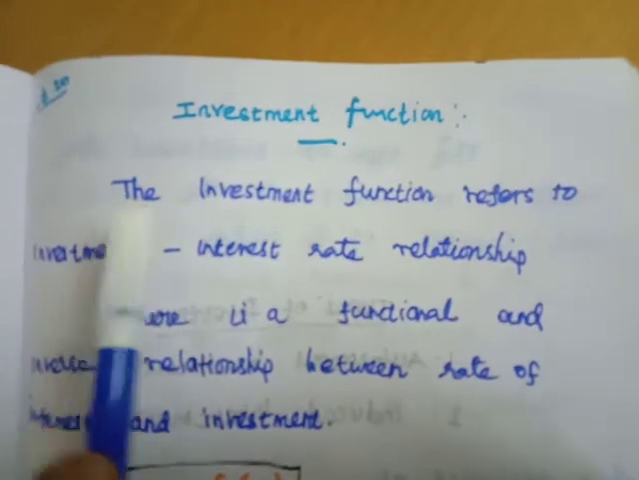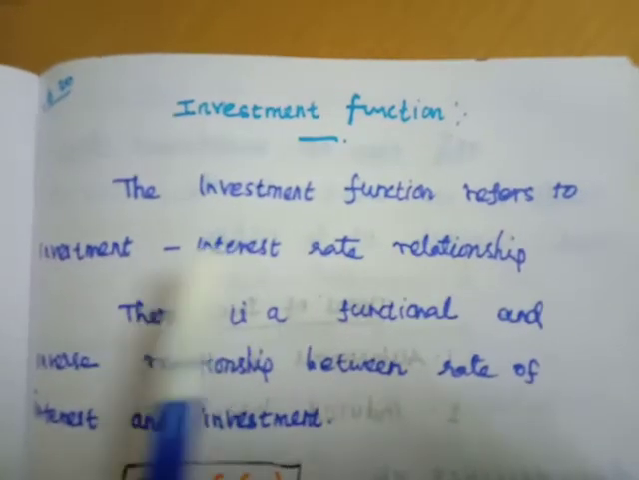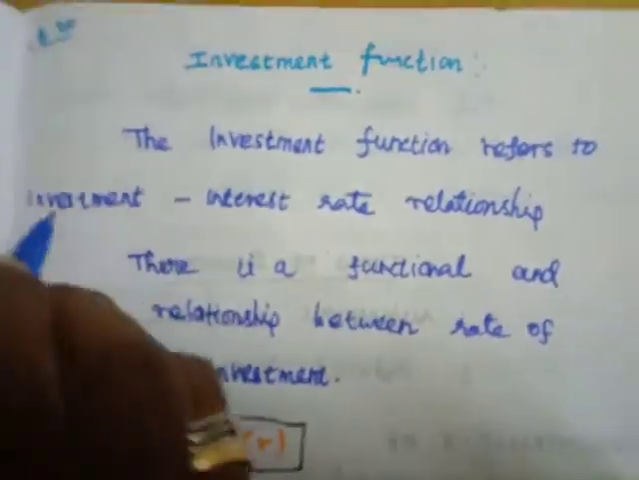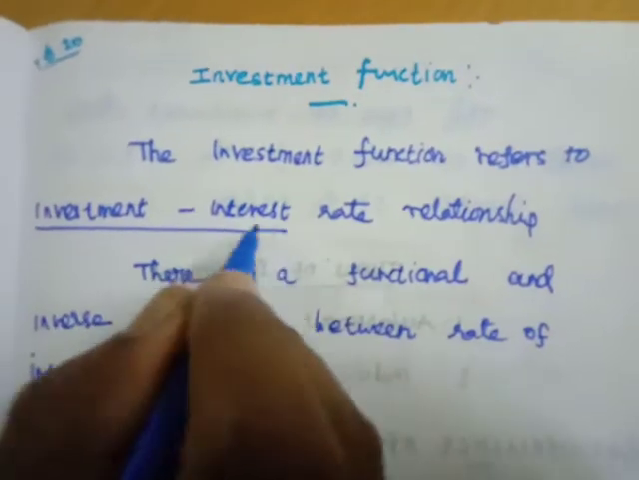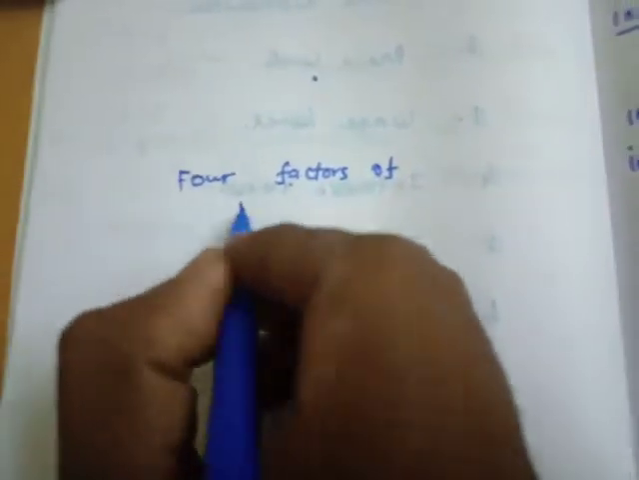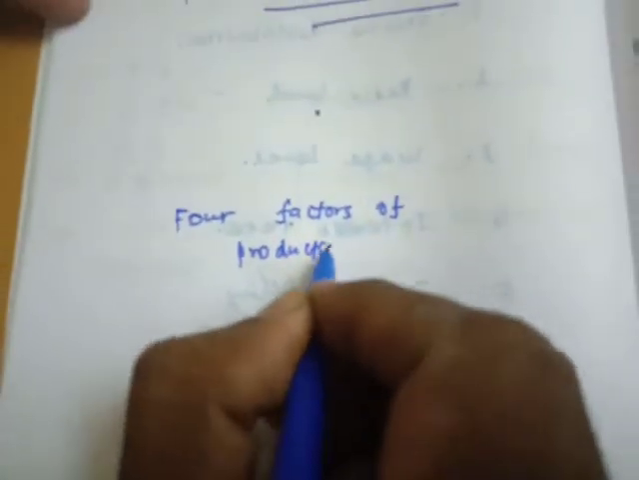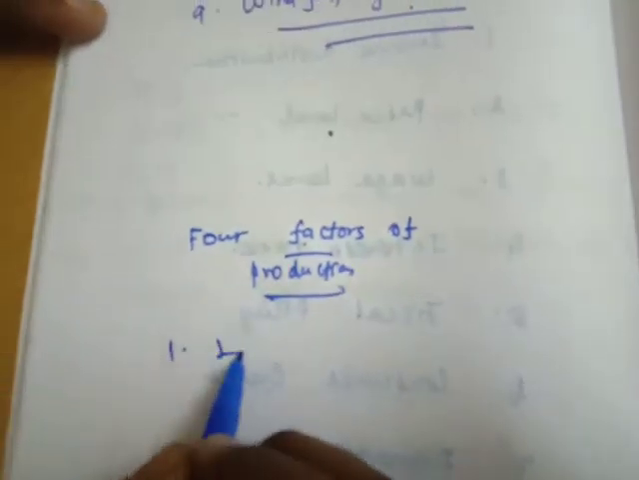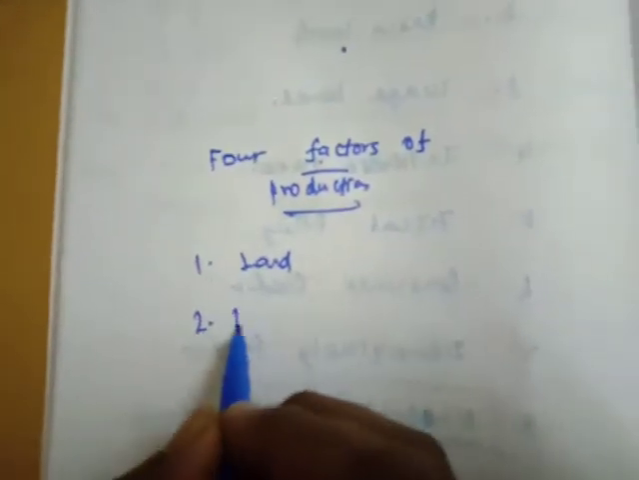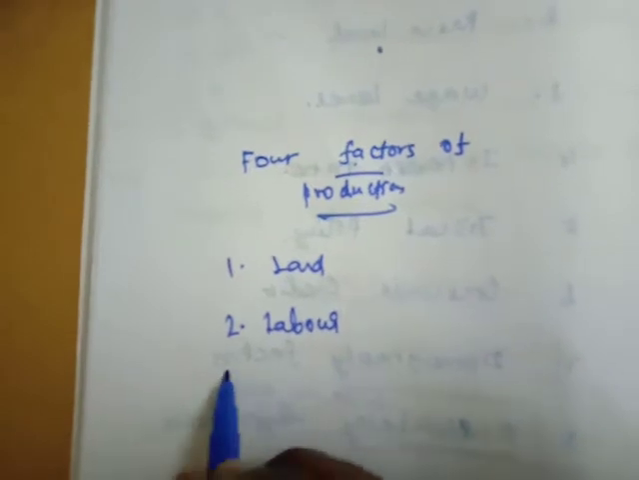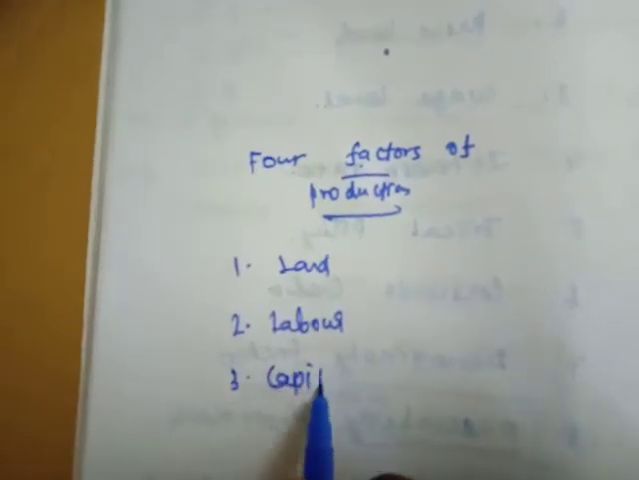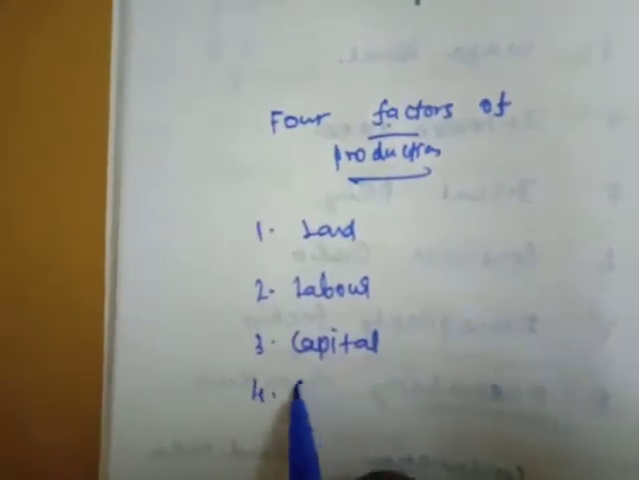The meaning of investment function: the investment function refers to investment and interest rate. So we have four factors of production. One is land, another is labor, another is capital, and the fourth is organization.